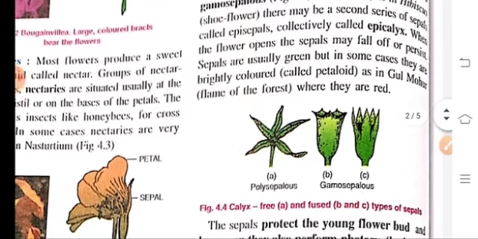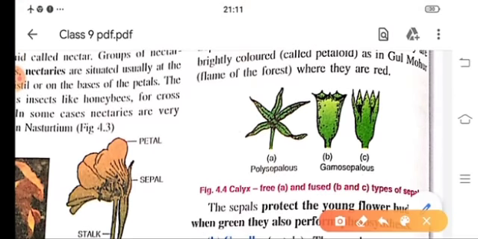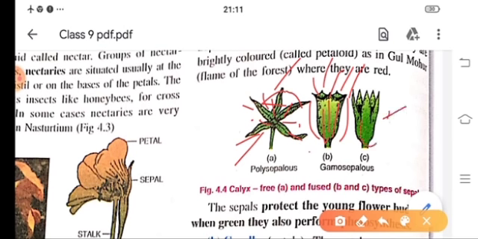Okay. Now here see the diagram of sepals. Now these are green in color. They are free. That means free from here. They are not attached here. So this is polysepals and gamosepals. That means we cannot differentiate the sepals from the lower side. We can only identify the number of these sepals from the upper side. So they are fused together. So this condition is known as gamosepals.